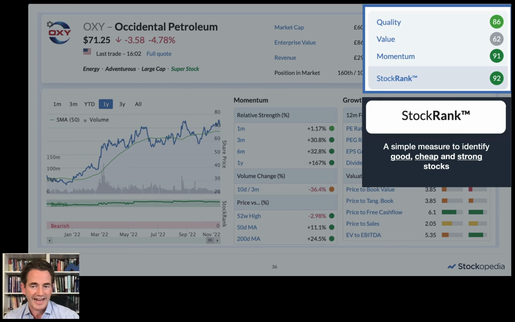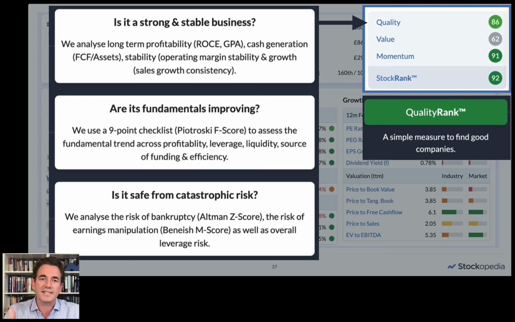We call these the StockRanks, and they're a simple measure to identify good, cheap, and strong stocks. I'm going to go through each one of these in turn, but they're all ranked from 0 to 100, where 100 is best, and they're color-coded for easy understanding. Firstly, quality.